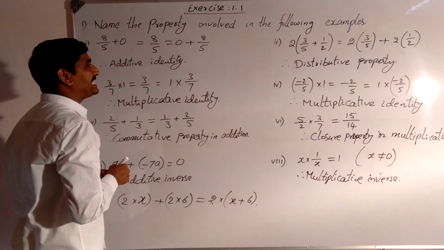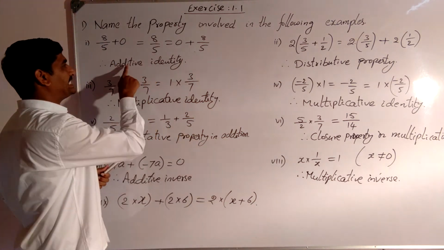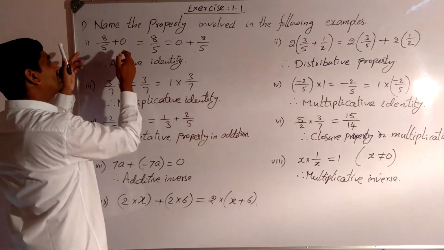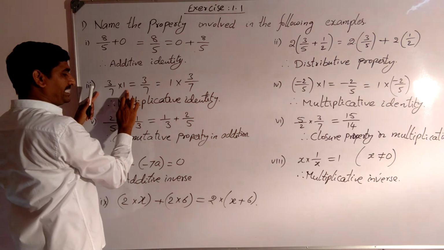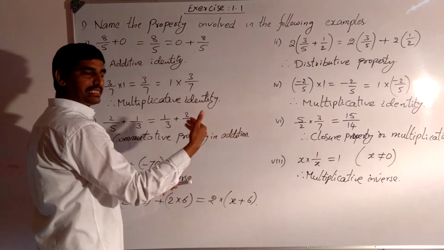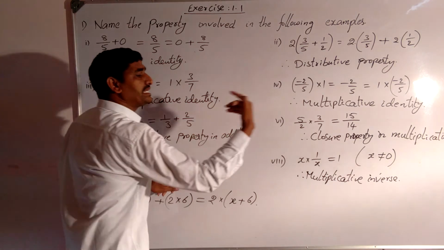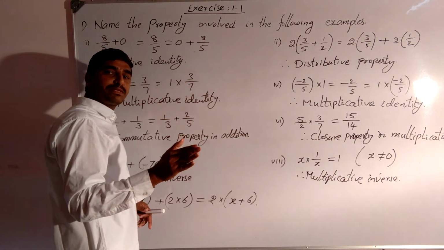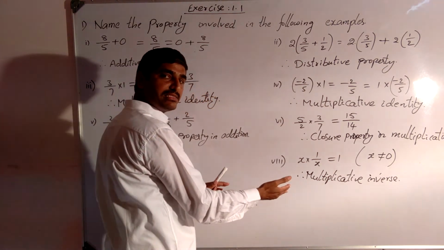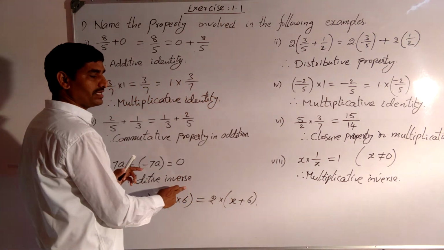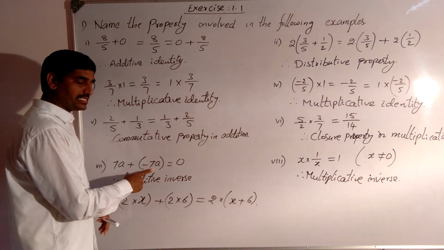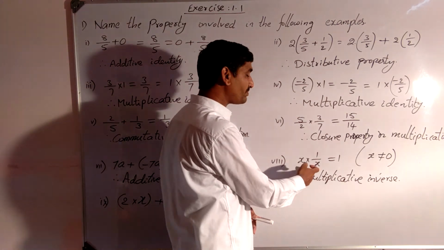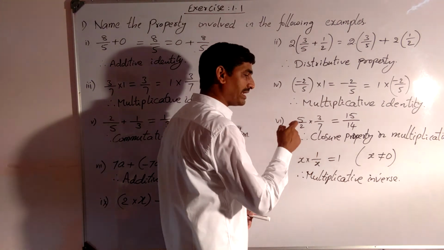Addition, additive identity. Multiplication, multiplicative identity. Under addition, in the question, the left side is the question and the right side is the answer. You can think of it like that. Additive identity, multiplicative identity. But when the result is 0, additive inverse. When the result is 1, multiplicative inverse. 0 is additive identity, 1 is multiplicative identity, but these are in the answers. In the answers, additive inverse: 7a is the additive inverse of minus 7a, and minus 7a is the additive inverse of 7a. Here x is the multiplicative inverse of 1 by x, and 1 by x is the multiplicative inverse of x.